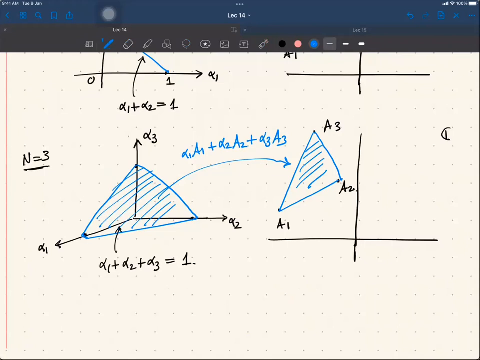So when you set both alpha 2 and alpha 3 to 0, then alpha 1 must be 1, and this point corresponds to A1 according to this map. Alpha 1 is 1, alpha 2 and alpha 3 are 0. That's A1. So this point gets mapped to this point, and alpha 2, this point gets mapped to this point, and these lines get mapped to these lines, and so on.